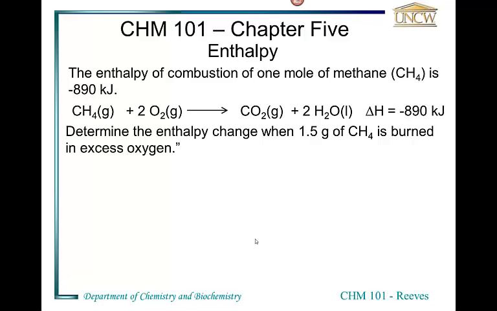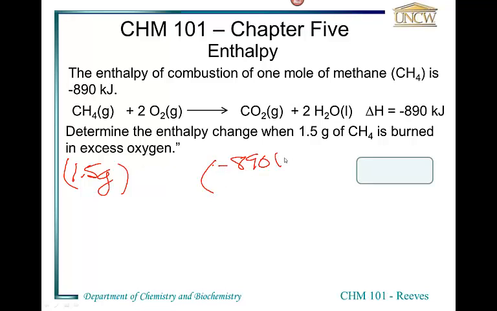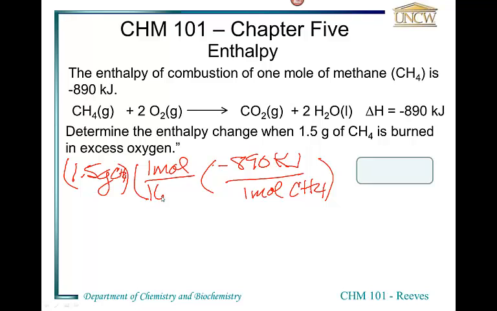Okay, well, we can take this a step further now that we have that conversion. We want to determine the enthalpy change when 1.5 grams of methane is burned in excess oxygen. Now, in this case, we have 1.5 grams. Our conversion that we just learned about is minus 890 kilojoules over 1 mole of CH4. But of course, this is grams of CH4. So to convert to moles, what I'm going to do is multiply by 1 mole over 16.0 grams. 16 grams, 12 plus 4. That's where the 16 grams per mole came from.